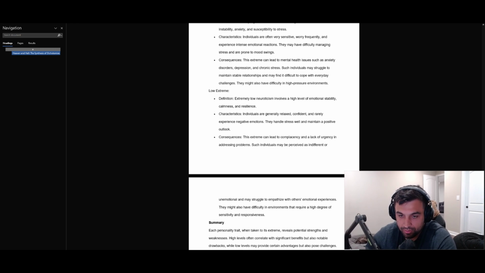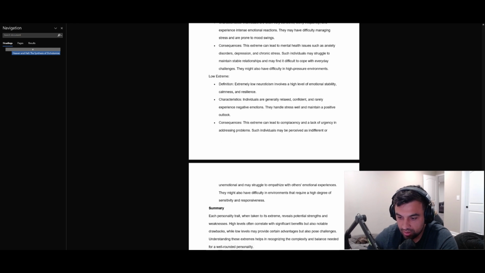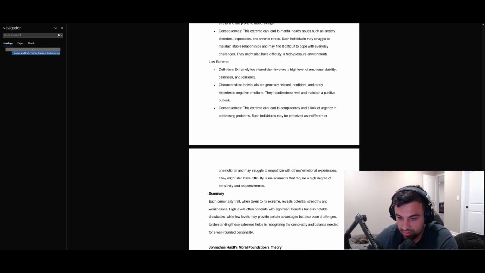And then you have a low extreme of neuroticism, which involves high emotional stability, calmness, and resilience. The characteristics would be extremely relaxed individuals who are confident, rarely experience negative emotions, handle stress well and maintain a positive outlook. The extreme can lead to complacency and a lack of urgency in addressing problems. Such individuals may be perceived as indifferent, unemotional, and struggle to empathize with others in emotional experiences.